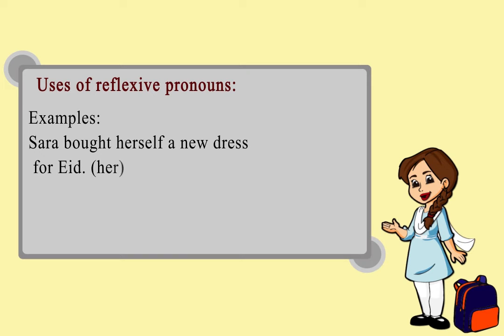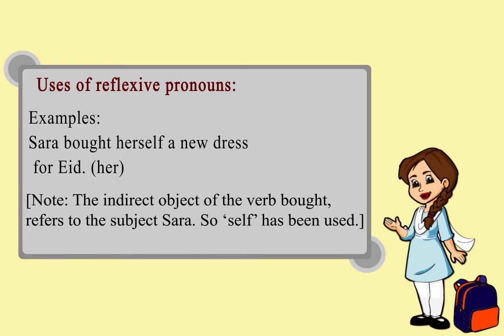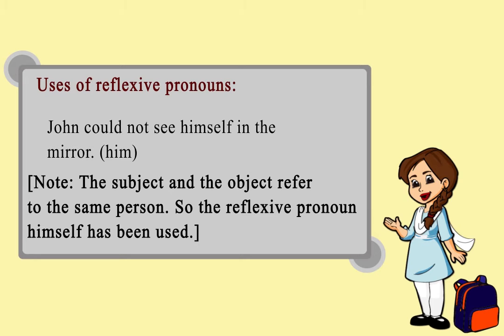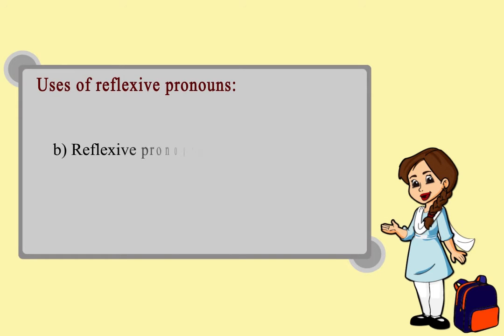Examples: Sara bought herself a new dress for Eid, her. Note, the indirect object of the verb bought refers to the subject Sara, so herself has been used. John could not see himself in the mirror, him. Note, the subject and the object refer to the same person, so the reflexive pronoun himself has been used.